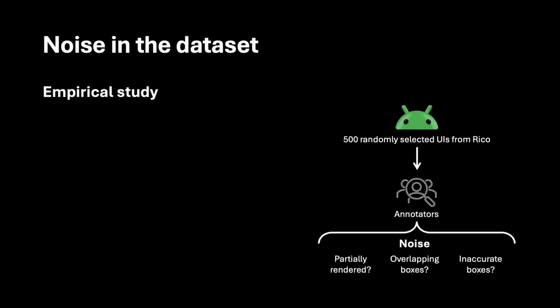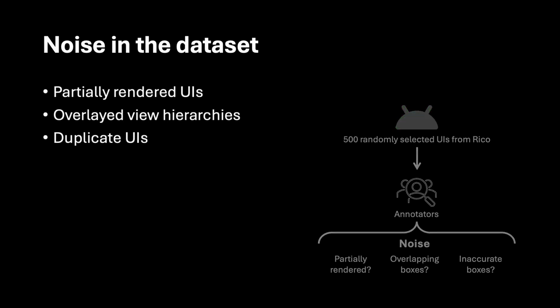Next, we explored any noise that existed in the RICO dataset through another empirical study. 500 randomly selected UIs from the RICO dataset were given to annotators. Annotators would select the type of noise that is in the screenshot, if any, such as partially rendered UI elements, overlapping bounding boxes, inaccurate bounding boxes, and others. In summary, we found three key sources of noise.